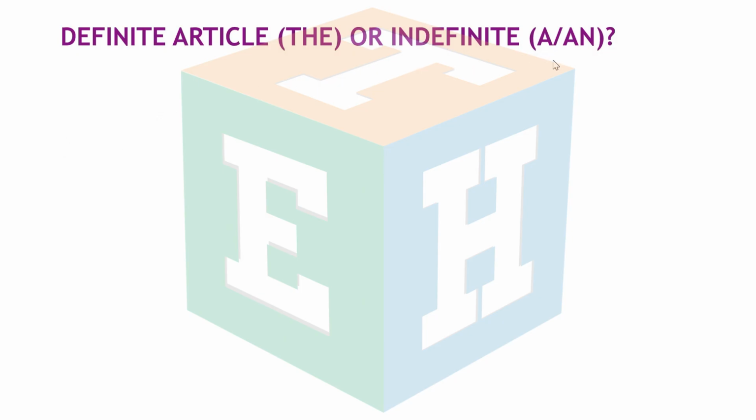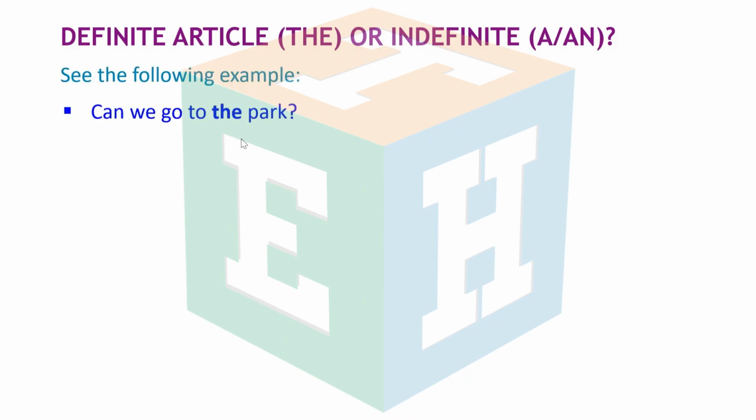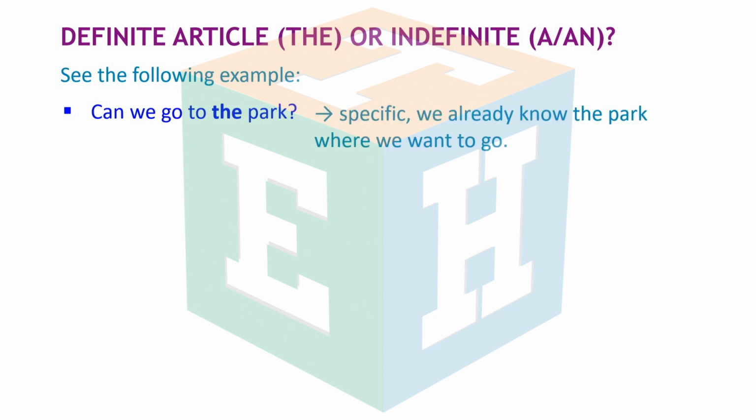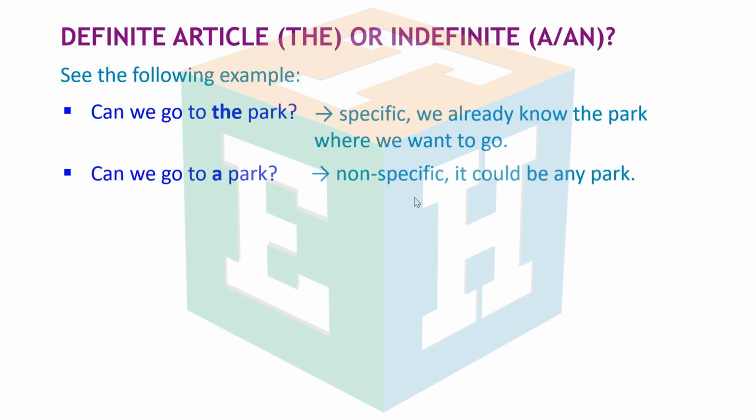Definite article the or indefinite a/an. See the following example. Can we go to the park? This is specific, we already know the park where we want to go. Can we go to a park? This is non-specific, it could be any park.